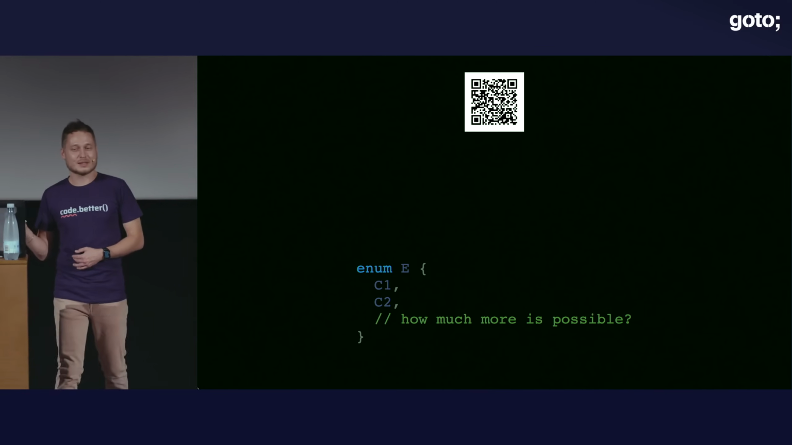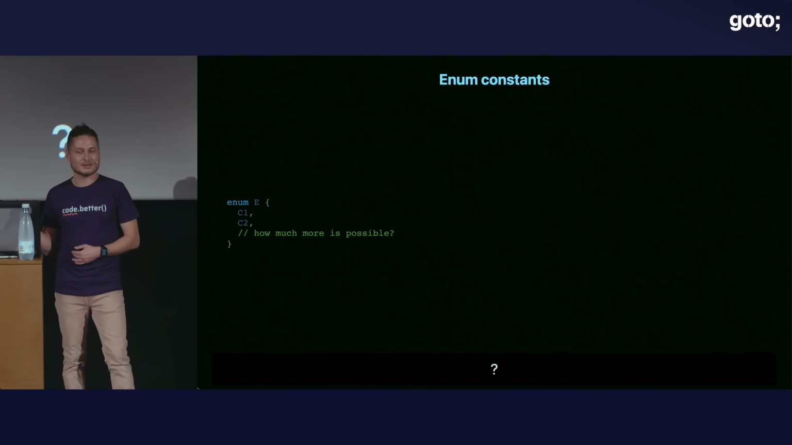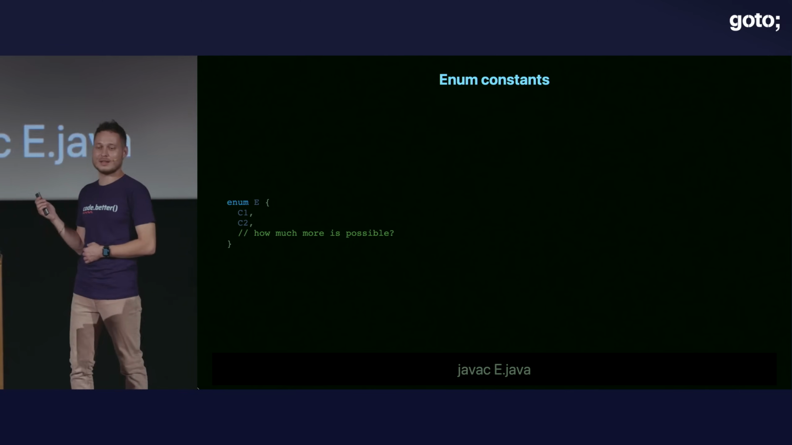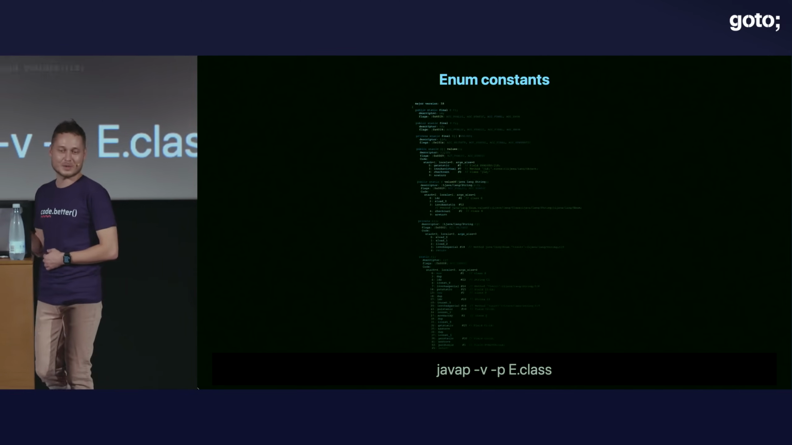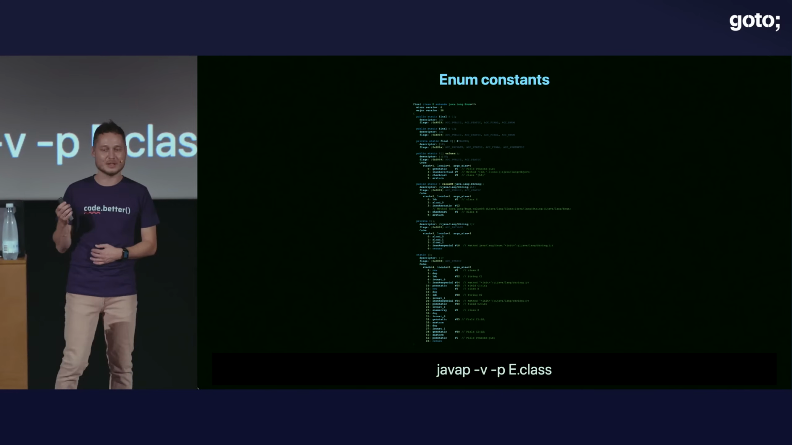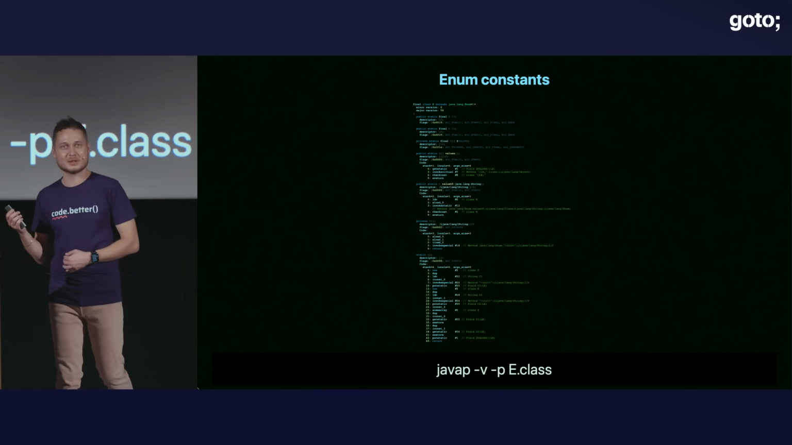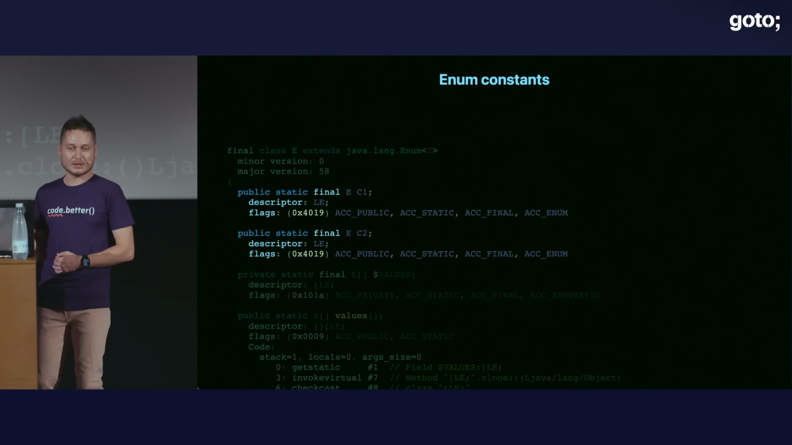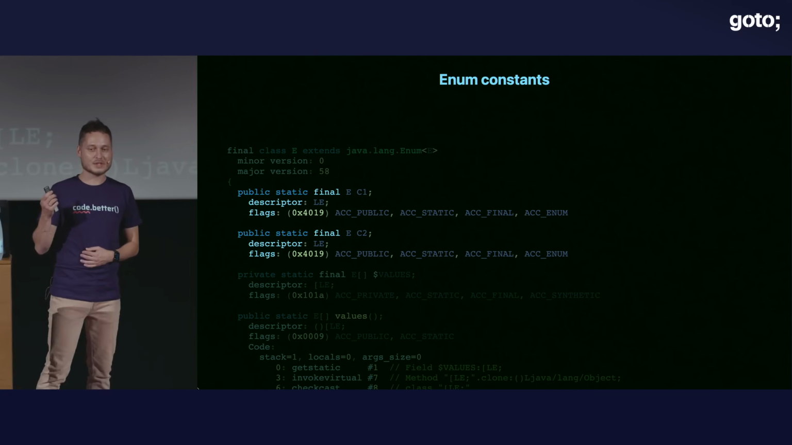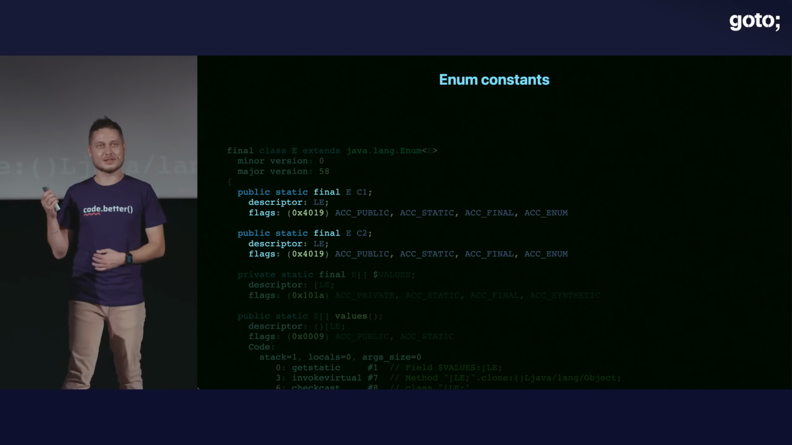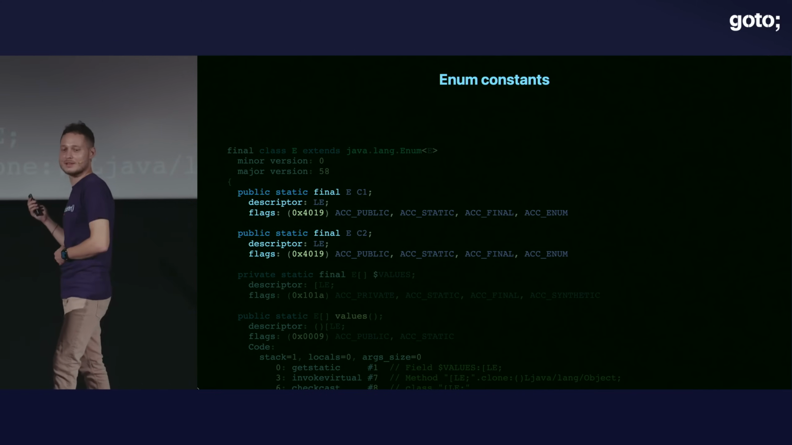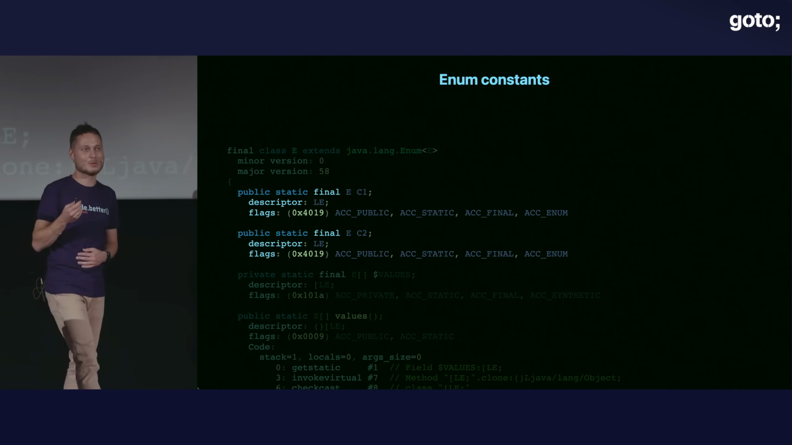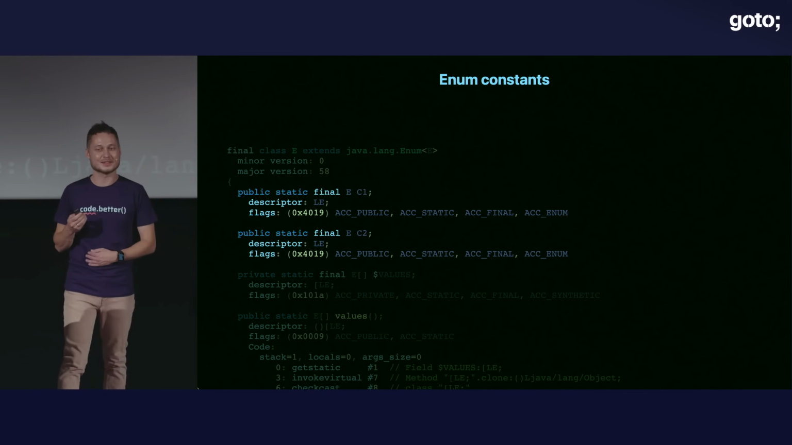We don't need to guess. We can just try. We can take this code, compile it, decompile, and see what's inside. Here is the bytecode. It's quite big, but out of this bytecode, the answer to this question comes. So, if you look inside of enums, we would see that every enum constant is going to be declared as a field in this class. And this is part of one of the answers to this question.